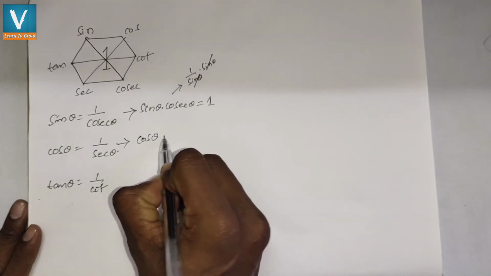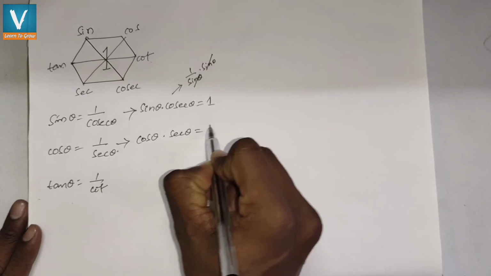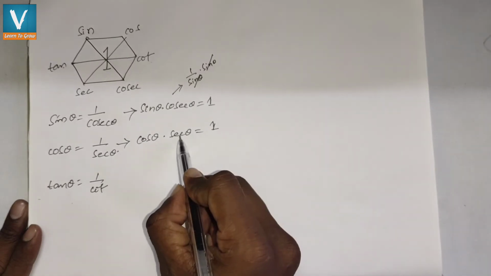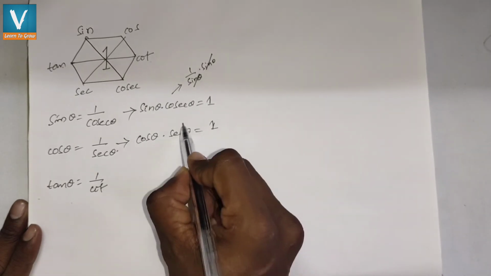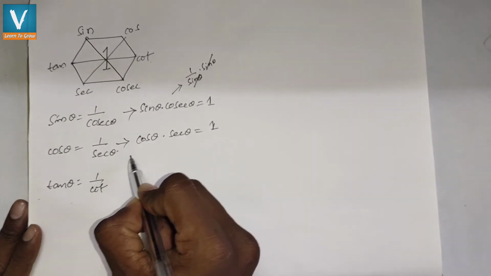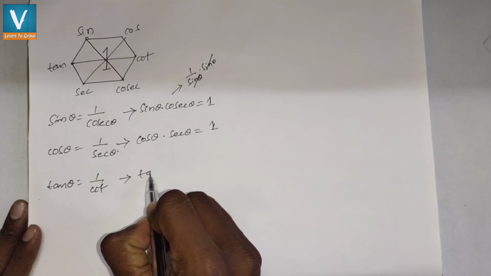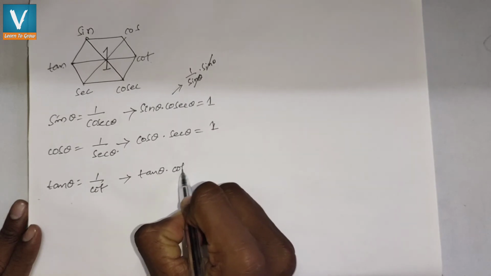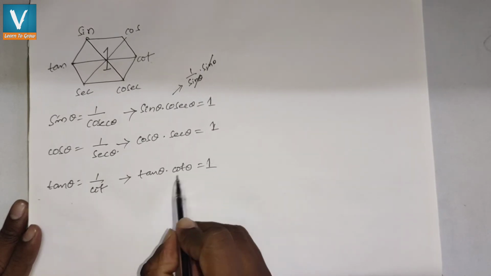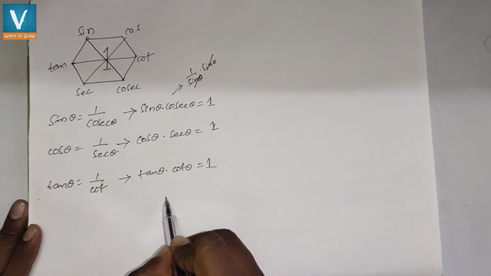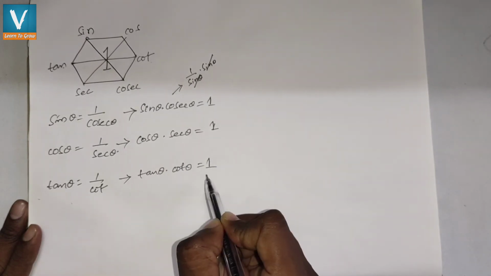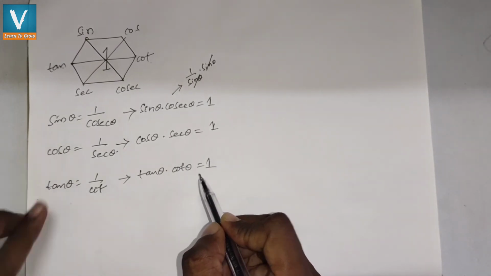Cos theta into secant theta is equal to 1, because the secant we can convert into 1 by cos. Cos will be cancelled. Again we'll get the answer 1. And from this one similarly, what can you write here? Tan theta into cot theta is equal to 1, because cot again we can write as 1 by tan. Tan will be cancelled. Then the answer is 1. So the remaining 3 formulas you can write, right?